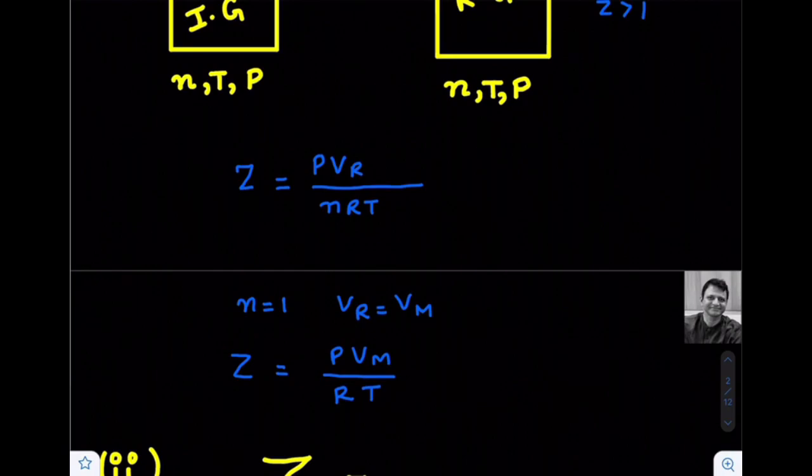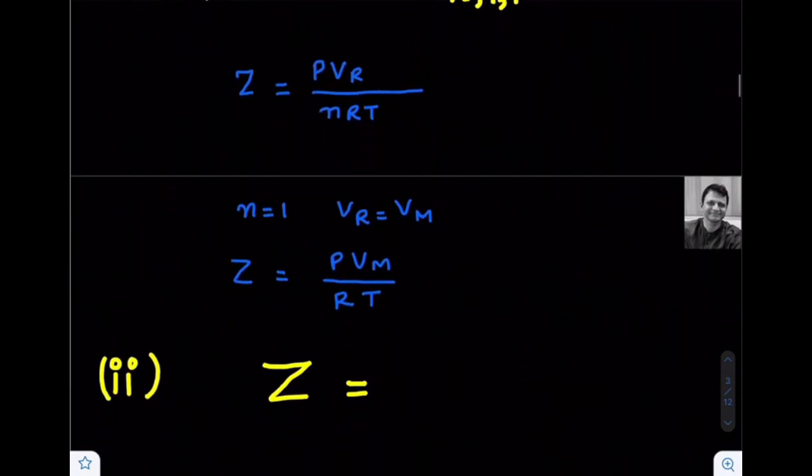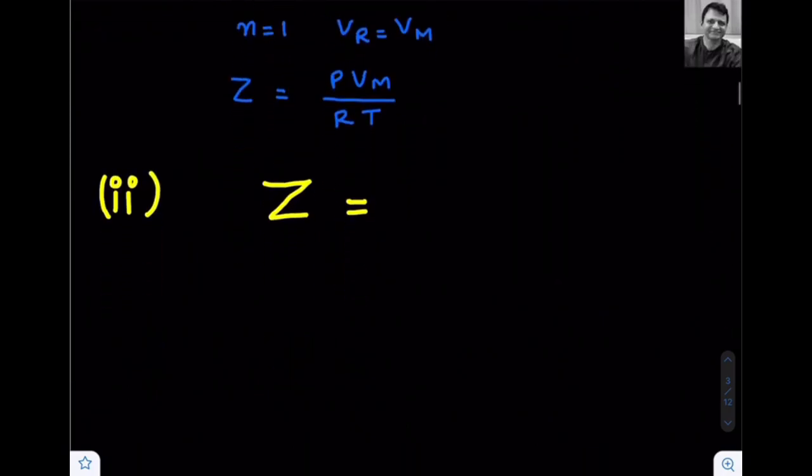Z is PVm upon RT. From this formula, now we are going to discuss the second way to represent compressibility factor. So here we have derived a formula that Z is equal to P into volume of real gas upon number of moles of real gas or ideal gas into universal gas constant into temperature of the gas.